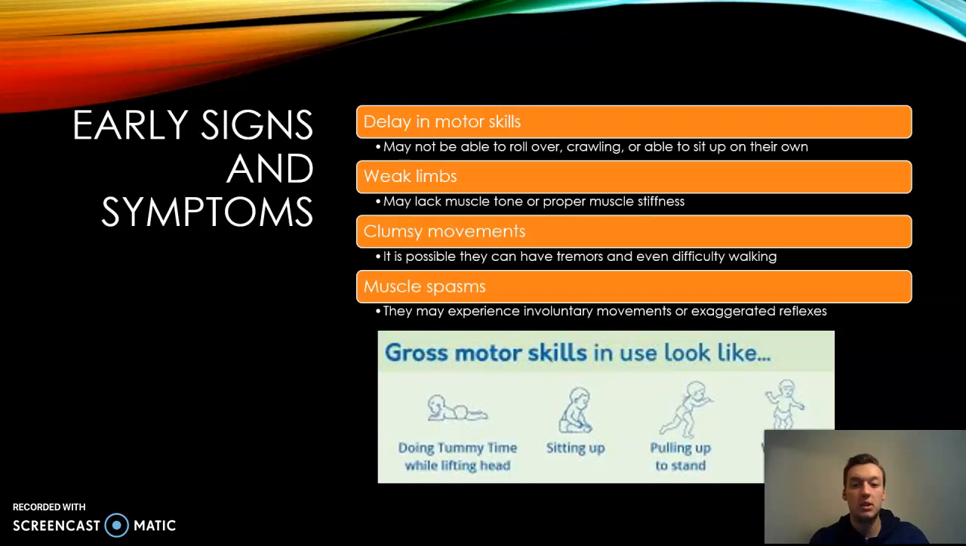Clumsy movements, it's possible that they can have tremors and difficulty walking, like I said. And they may even experience involuntary movements throughout the day. So that's where the muscle spasms come in. Below you can see a picture of the babies. These are those basic motor skills that we were talking about before. And if a child lacks these abilities, this could be a possible symptom of cerebral palsy.